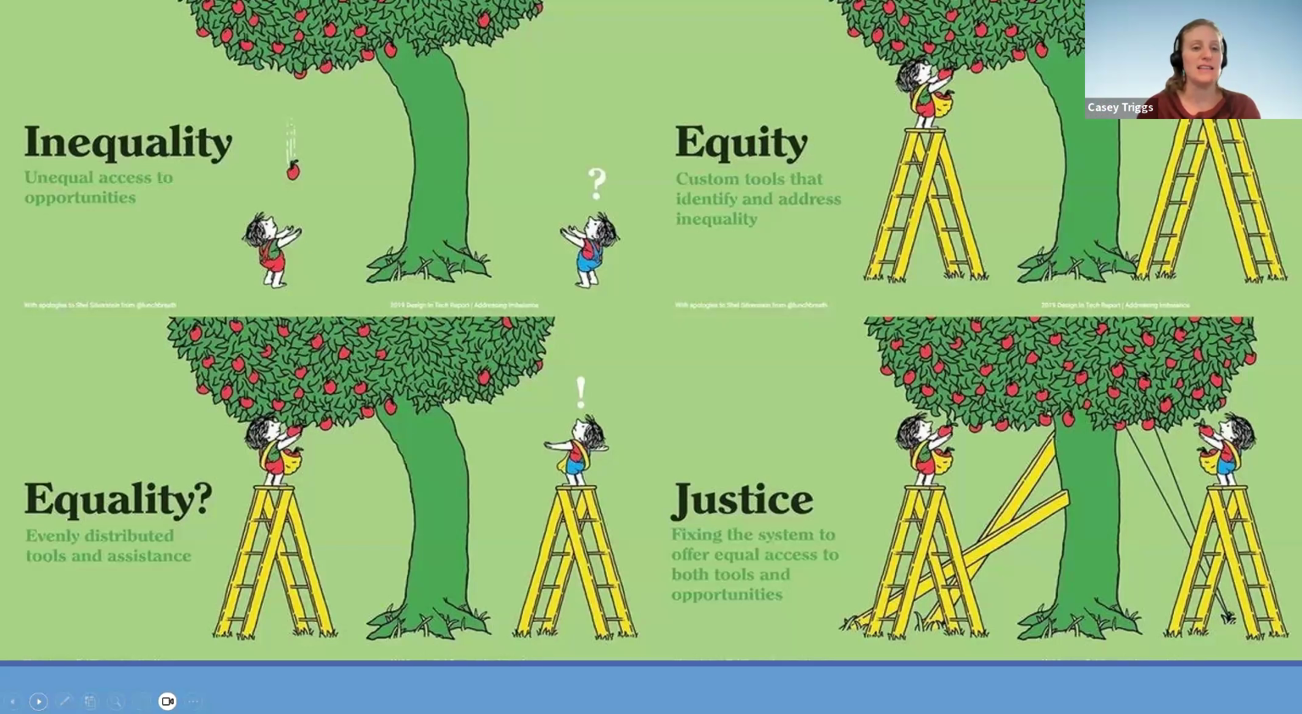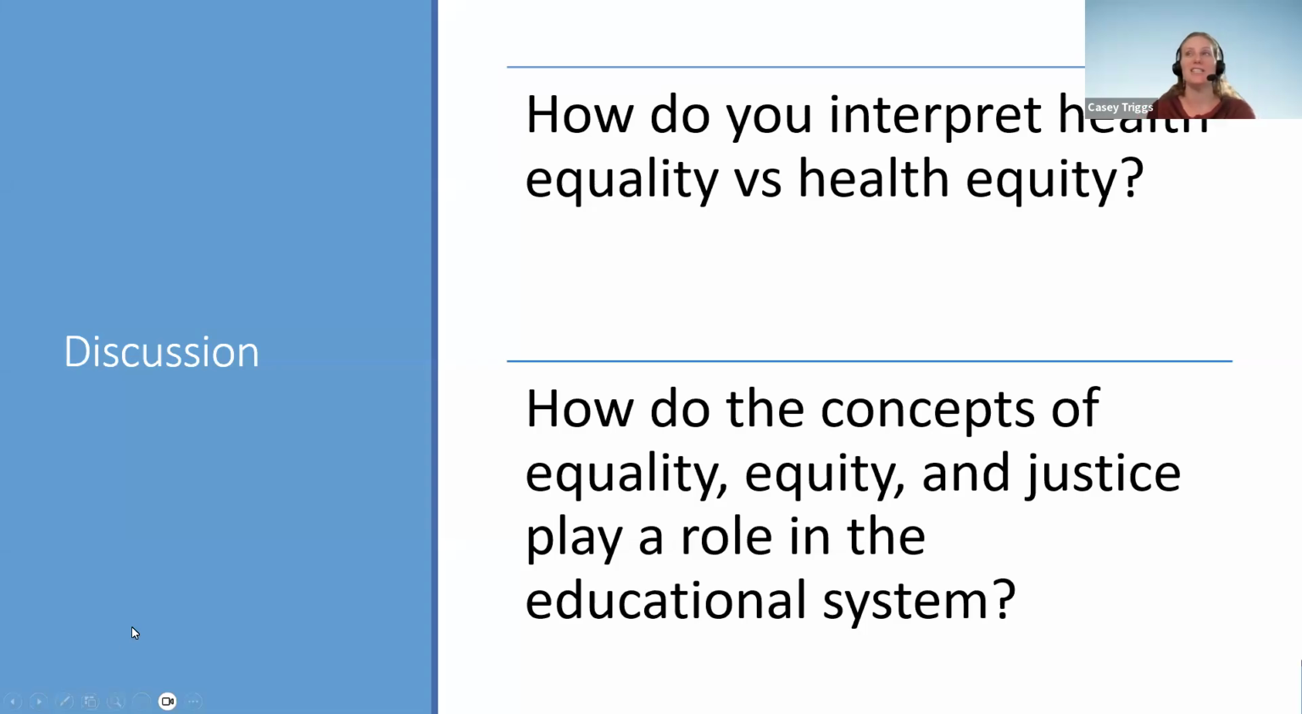Great. Next slide. I think this is time for some discussion since I kind of went over the concept of equity and equality and justice. I want to open it up to the group here: how do you interpret health equality versus health equity? I think we can just come off mute, raise your hands, or put it in the chat too.